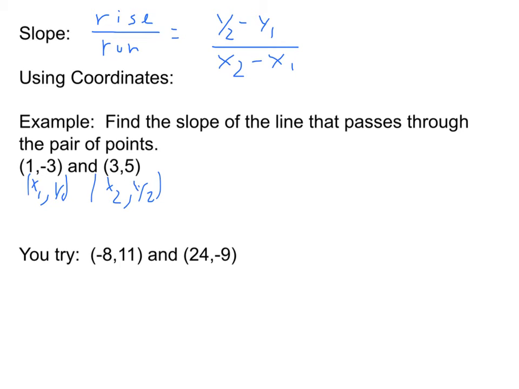I know y2 is 5, so slope is y2 minus y1, which is -3, so minus a -3, over x2, which is 3, minus x1, which is 1. Okay, I know that 5 minus -3 really is 5 plus 3, and 5 plus 3 is 8, and 3 minus 1 is 2, so I've found the slope to be 4.